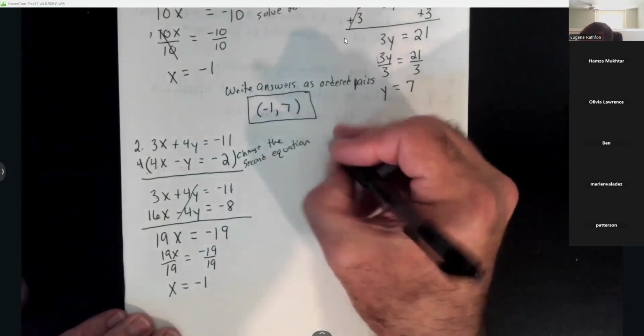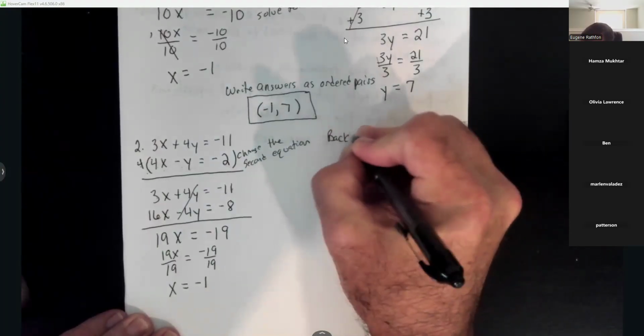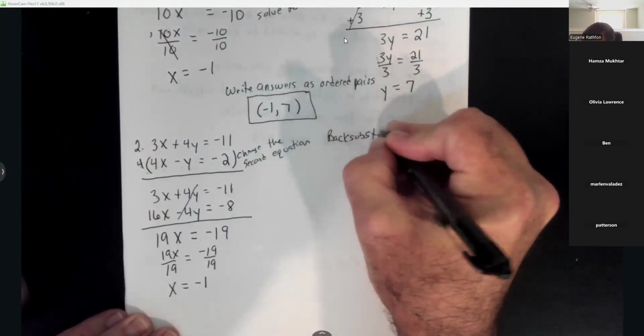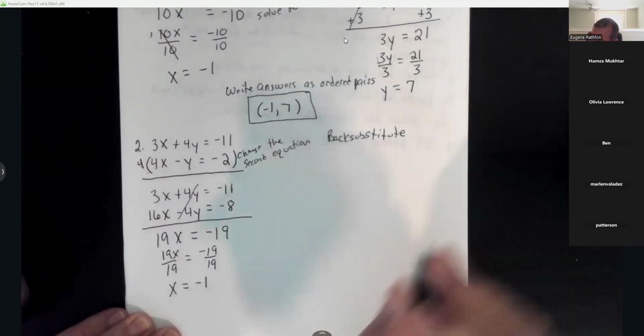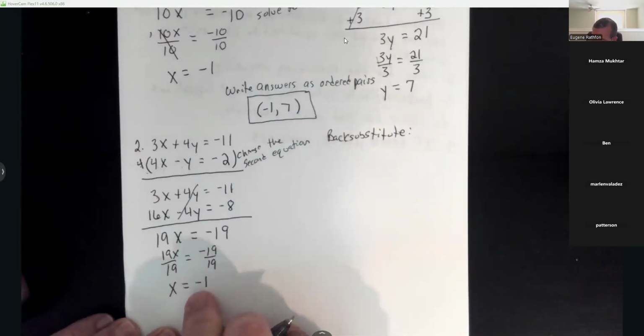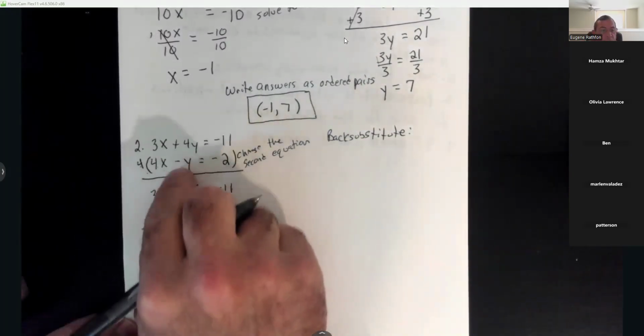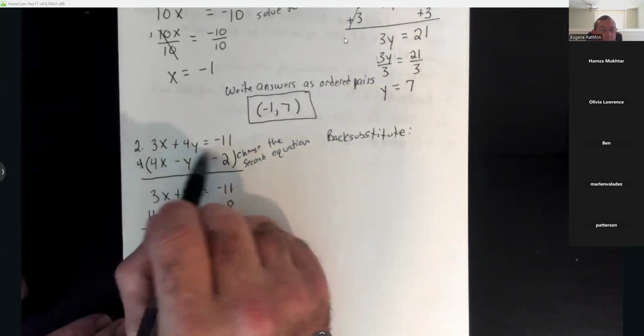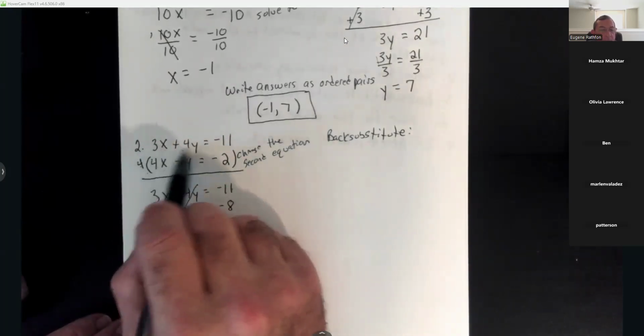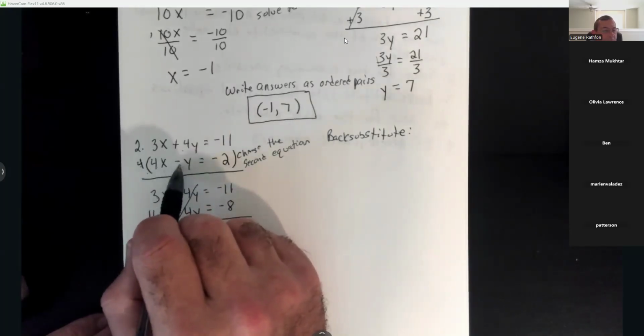So now, let's go back substitute. So we know x is negative 1. We can pick either equation. So once again, I'm going to pick the first one because it's more positive stuff up here. I don't have to worry about a negative.